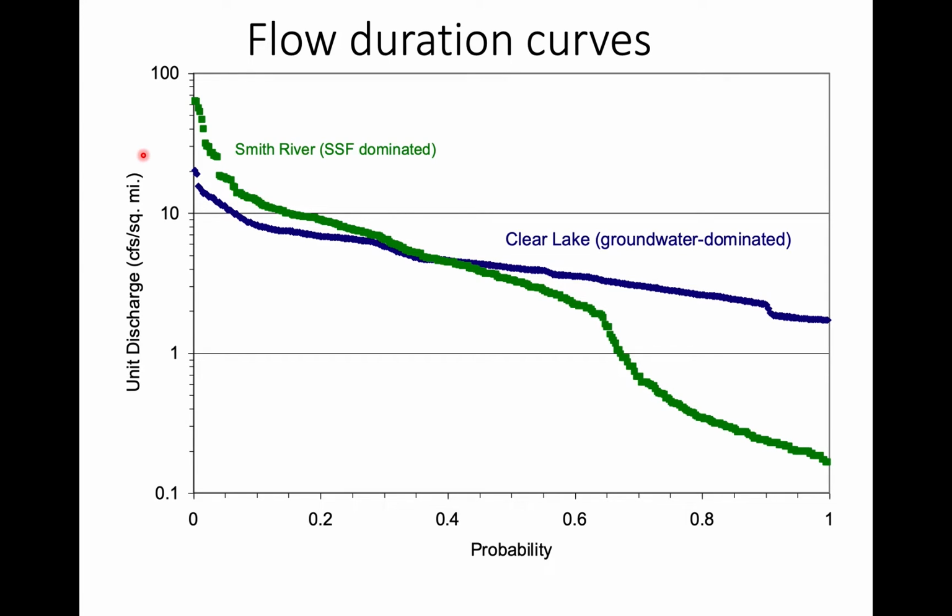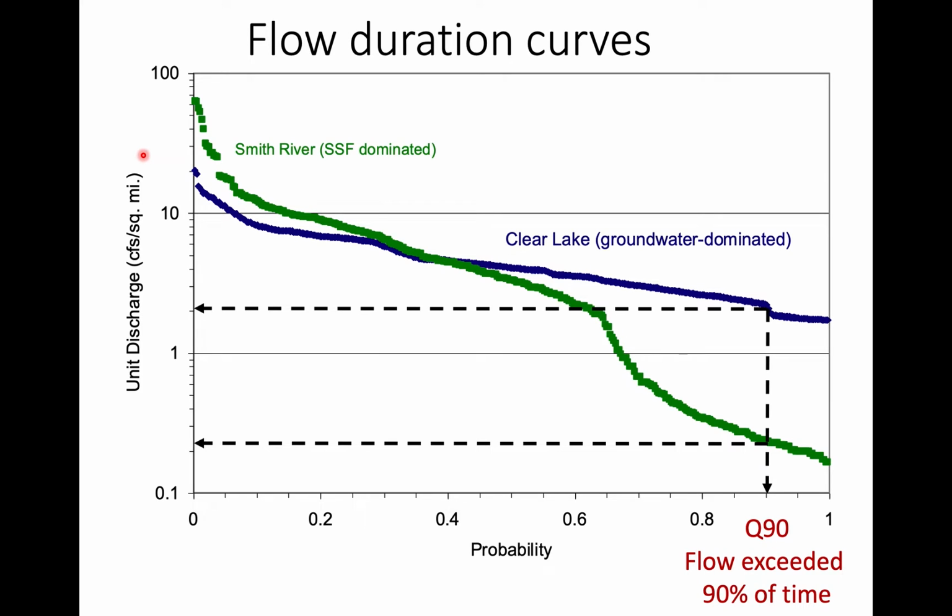These are watersheds that I studied for my PhD, and they're really interesting because they're adjacent to each other, but their geology is slightly different. So the Clear Lake watershed has lots of young lava flows and lots of groundwater flow in it. And the Smith River watershed is older and steeper and has a lot of shallow subsurface storm flow in it. And so what we can see then is that there's some similarities in these flow duration curves and some differences.